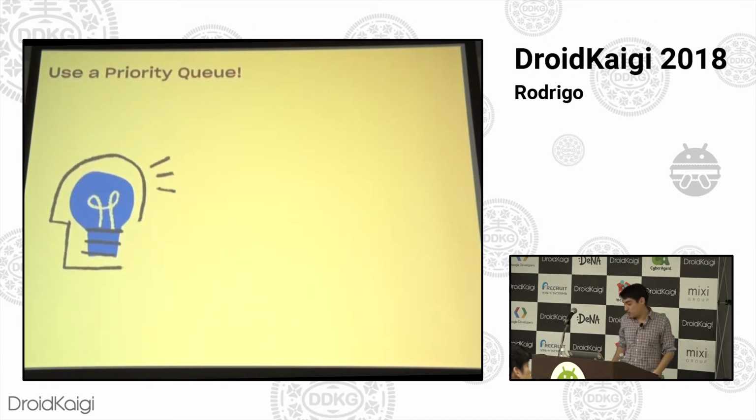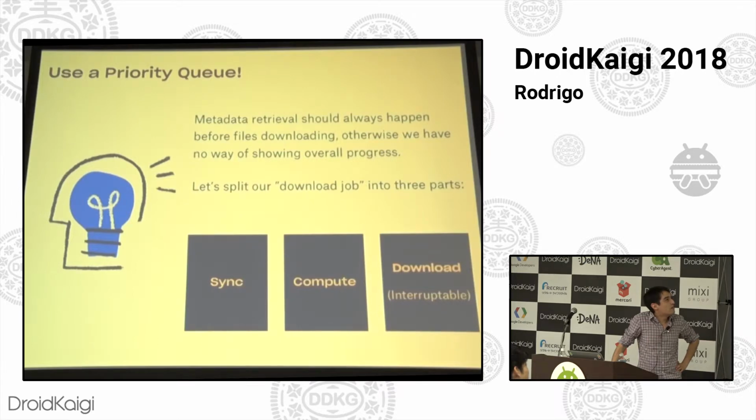I could ask how many people have used a priority queue in their lives. I'm not going to ask that, but it's very computer scientist-ish. It's pretty cool. Metadata retrieval should always happen before file downloading, right? So that's kind of what a priority queue should do. Metadata syncing should happen before download syncing. That kind of makes sense, right?